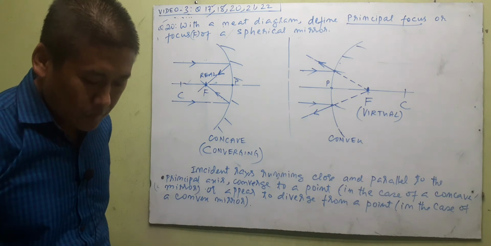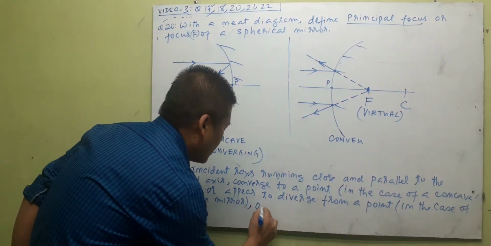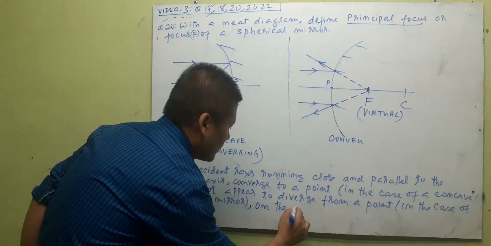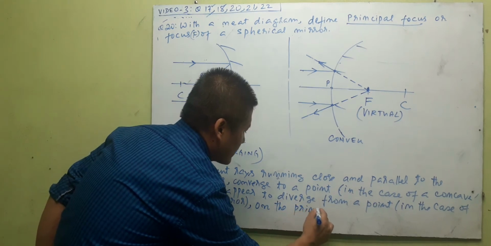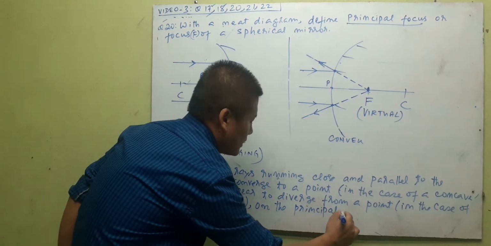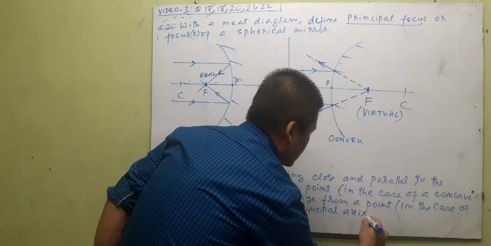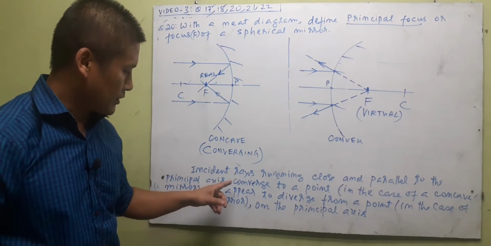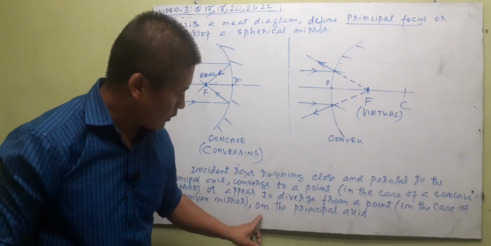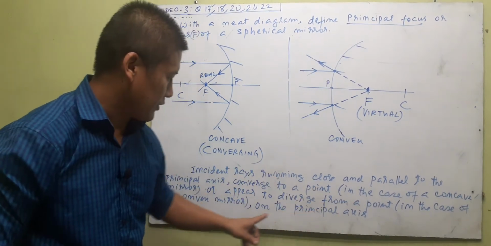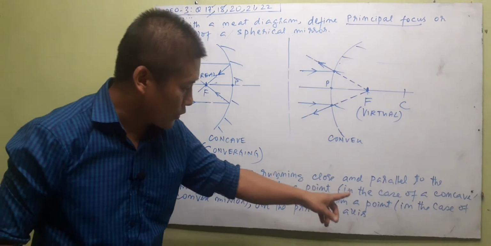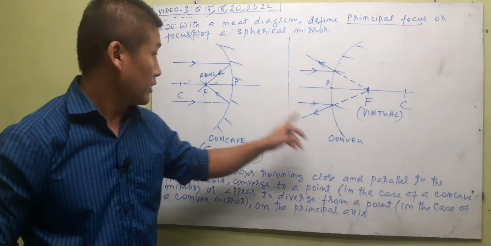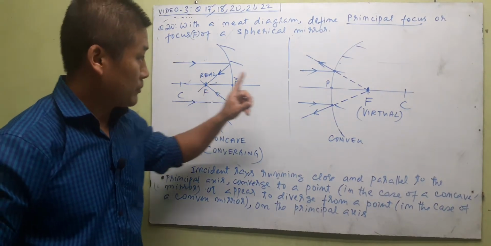Okay, that point is, comma, on the principal axis. So in the case of a concave mirror, the reflected rays converge to a point on the principal axis. In the case of a convex mirror, they appear to diverge from a point on the principal axis. Both are on the principal axis here. F is on the principal axis.